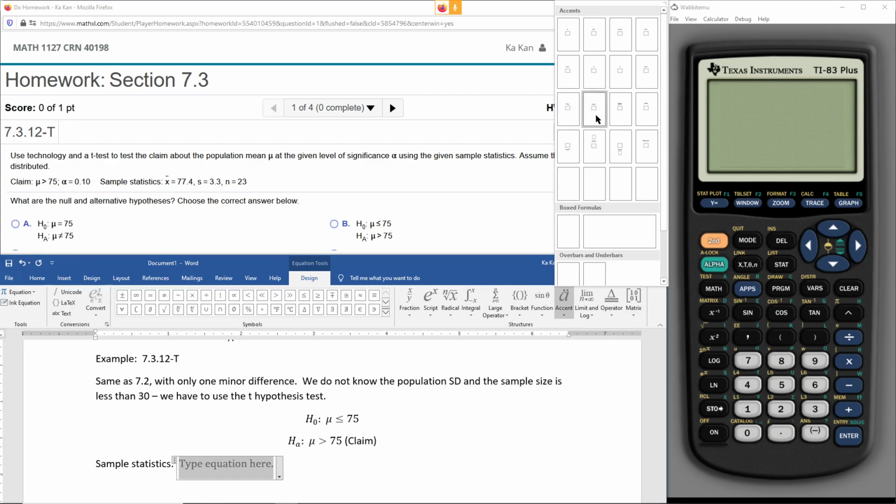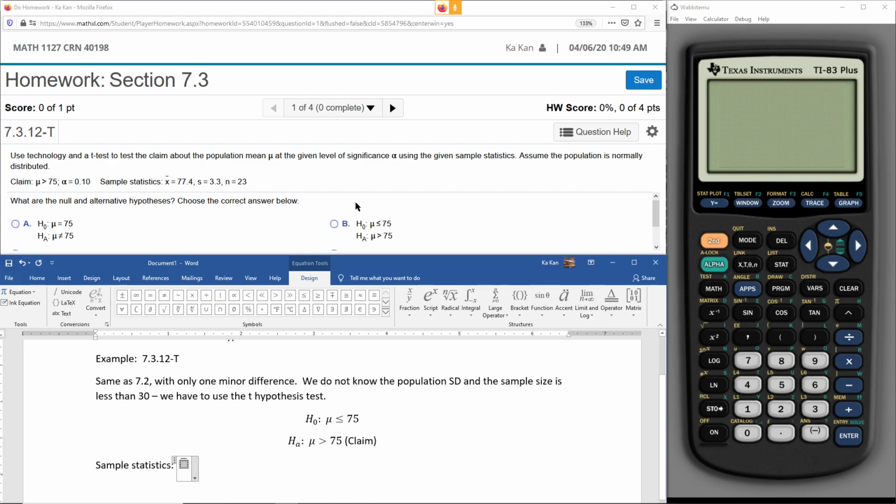X bar is the same thing, 77.4. The standard deviation is 3.3 and n equals 23. So again, it's a lot easier just to write it down, but I want to type it up.